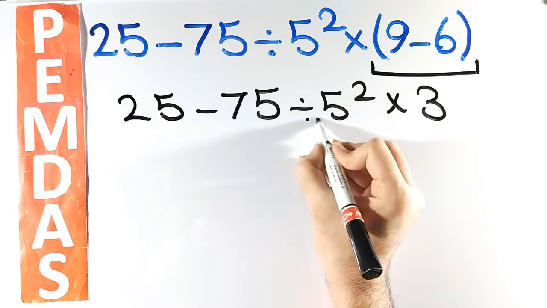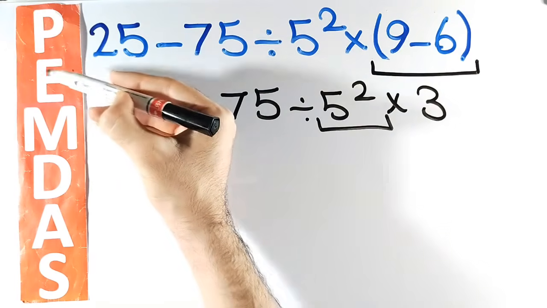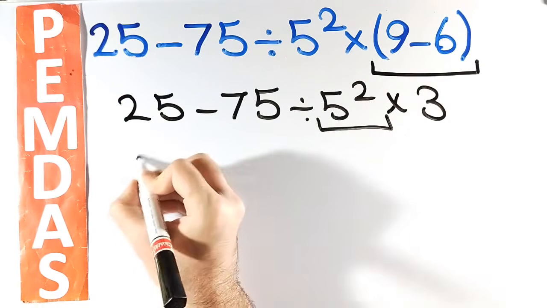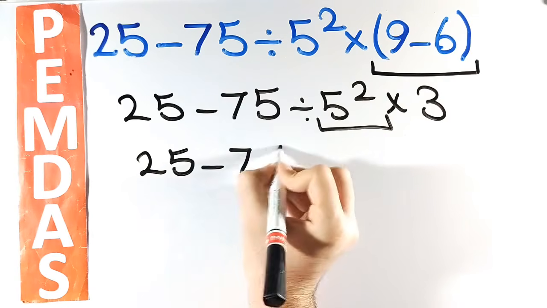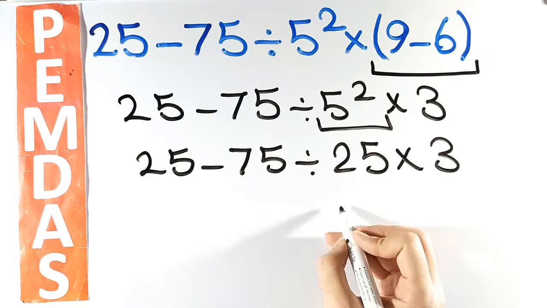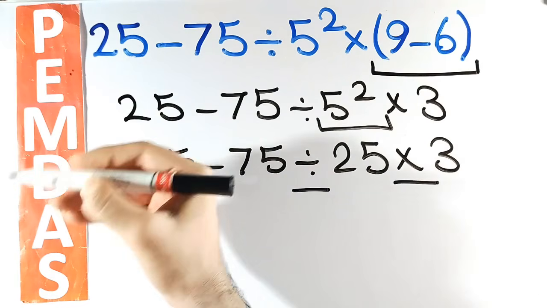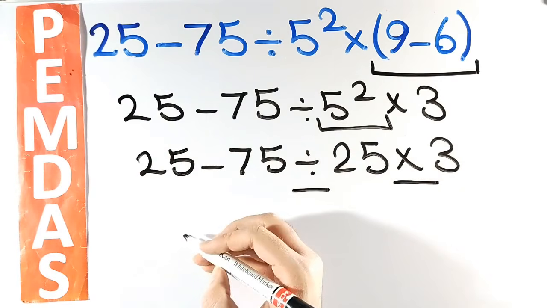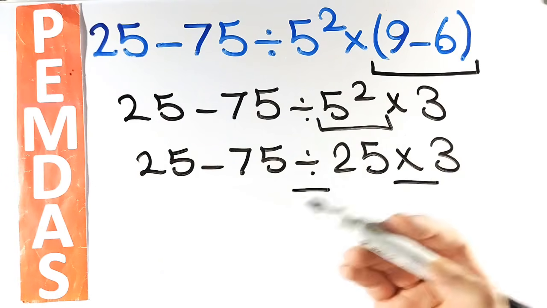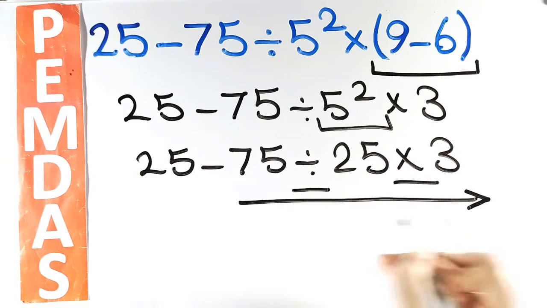And the next step, we go for the exponent, because in the PEMDAS rule, after parentheses, exponent has a higher priority than the other operation. So, we rewrite this expression as 25 minus 75 divided by 25 multiplied by 3. Then, we go for the division and multiplication, because multiplication and division have a higher priority than subtraction. However, it's really important to understand that multiplication and division are at the same level of precedence, and we must perform these two operations from left to right.